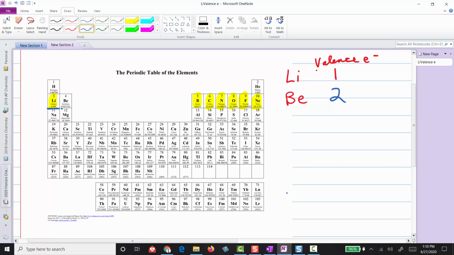Boron has 1, 2, 3. Carbon, right, has 1, 2, 3, 4, right? So you get the gist of that.